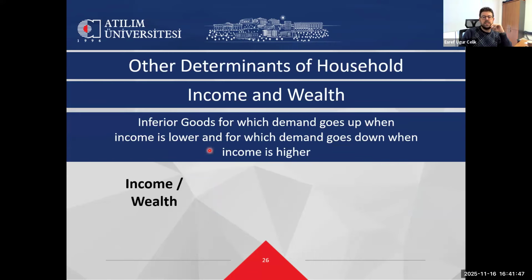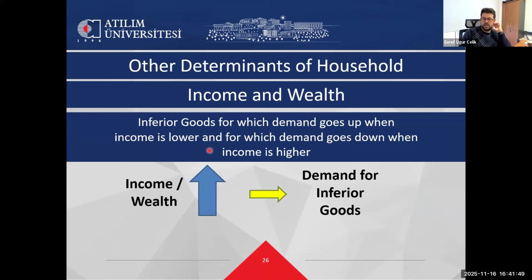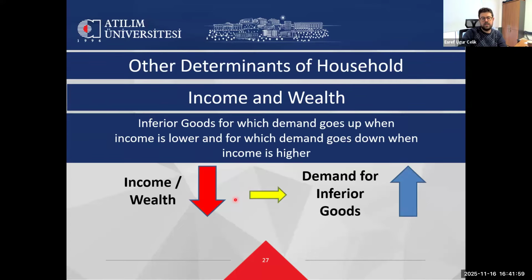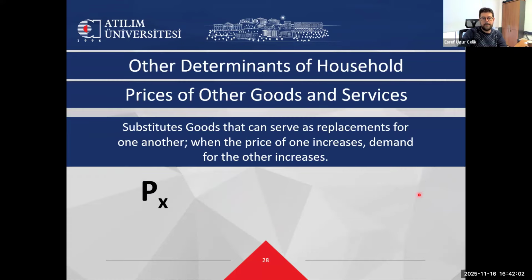If you see a negative relationship between demand and income and wealth, these types of goods are called inferior goods. Just like that, and vice versa, decrease to increase. The other factor is prices of other goods and services. Again, two types of goods: substitute and complementary. Substitute means rival, like Pepsi and Cola, but please do not memorize the example. Understand the relationship.